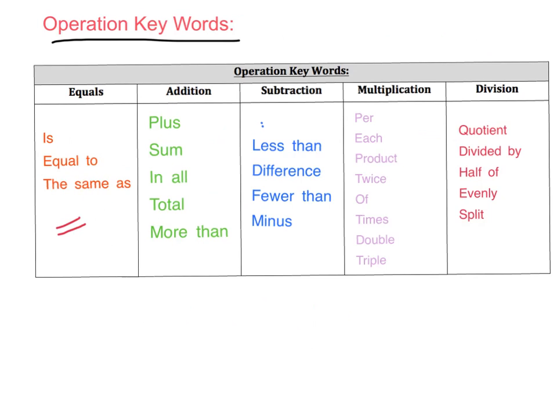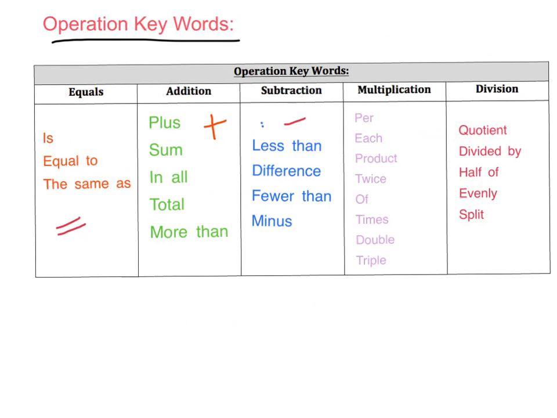A couple of the keywords are is, equal to, and the same as. For addition, these words will tell you that you're going to use a plus symbol. These words are plus, sum, in all, total, and more than. Some keywords for subtraction are less than, difference, fewer than, and minus. So when you see those words, oftentimes you'll be subtracting.